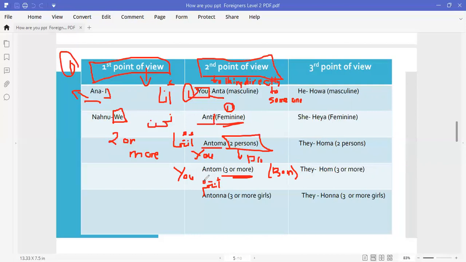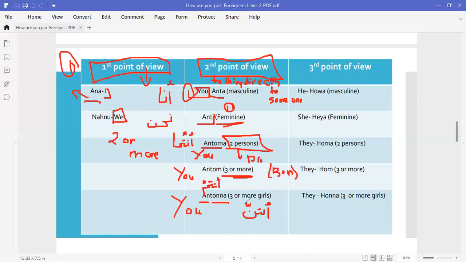Here, if you are talking to boys or a group of boys and girls, it's antum. What if you are talking to a group of girls only? It's no longer antum. When you're talking to a group of girls, here it is antunna. So antuma, talking to two. Antum, when talking to three or more, a group of boys or boys and girls. But if you're talking to three or more girls, it's antunna, stressing on the n. It's antunna.